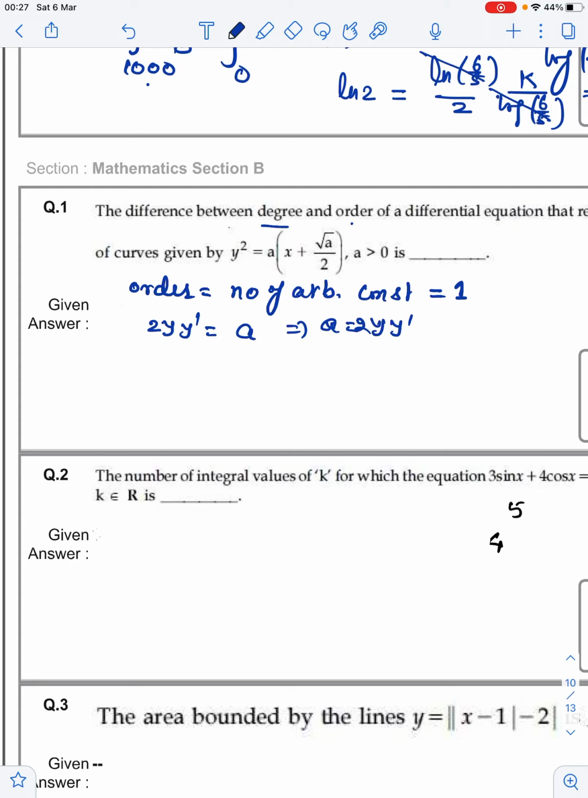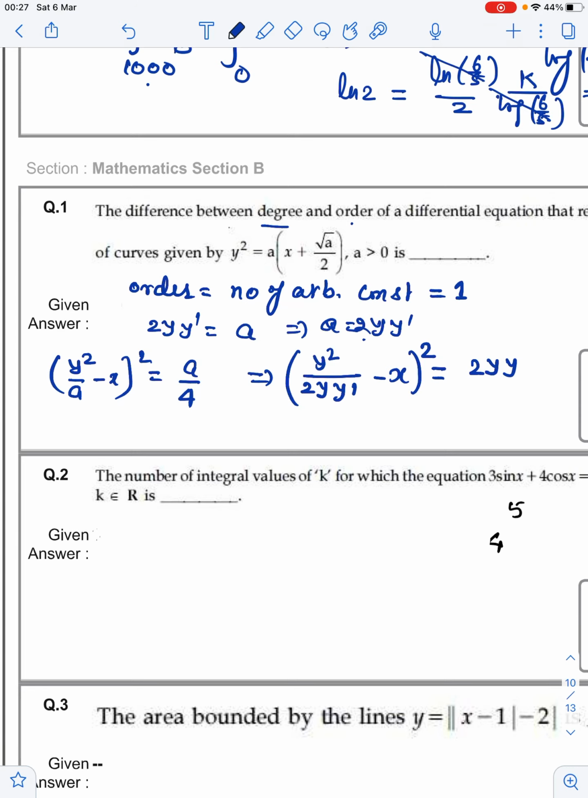Correct? So if I arrange this equation again, so this becomes y square by A minus x whole square, then it becomes A by 4. So now we can get rid of the square root and we can easily define the degree. So now this can be written as y square by A, where the A value is 2y y dash, minus x whole square is equal to 2y y dash by 4.